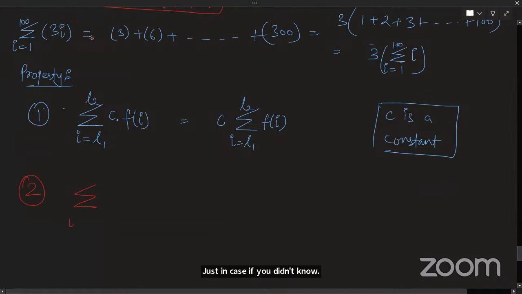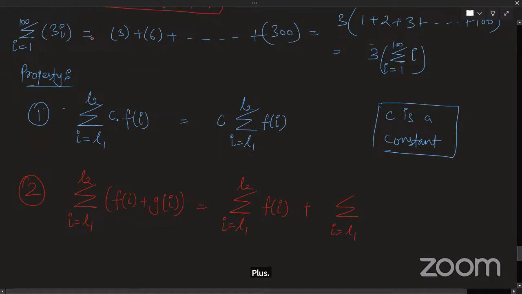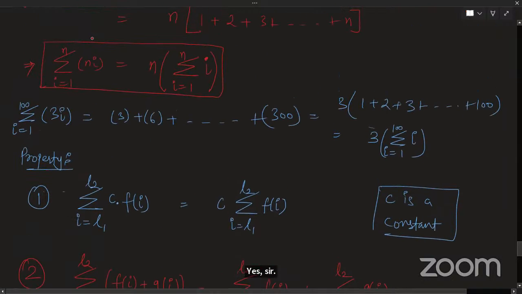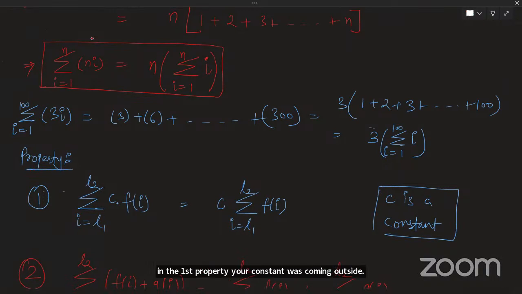So that also you can write it, just in case if you didn't know. It is sigma I is equal to L1 to L2, f of I plus g of I. So it will become sigma I is equal to L1 to L2 f of I plus sigma I is equal to L1 to L2 g of I. You get this, right? So basically your sigma can get individually splitted, and in the first property, your constant was coming outside of your sigma, right?